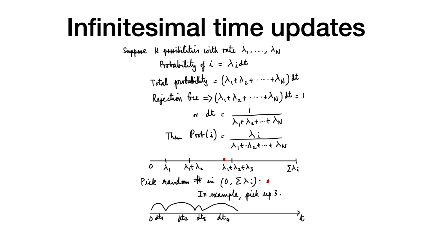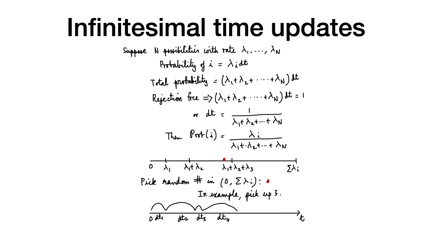And how does one find out which event i occurs? You take a random number between 0 and the sum over lambda i, and this whole stretch is broken up into segments lambda 1, lambda 2, lambda 3 and so on. I draw a random number between 0 and the sum of lambda i, this red point. I throw the red point somewhere, the red point lies here, and I choose a third event.